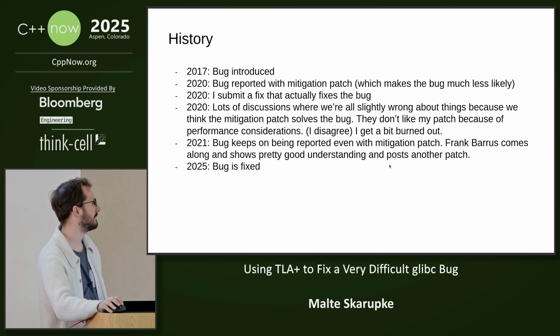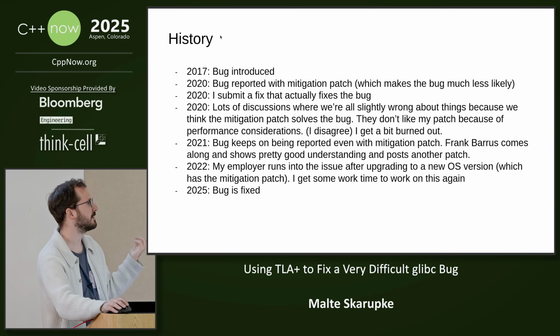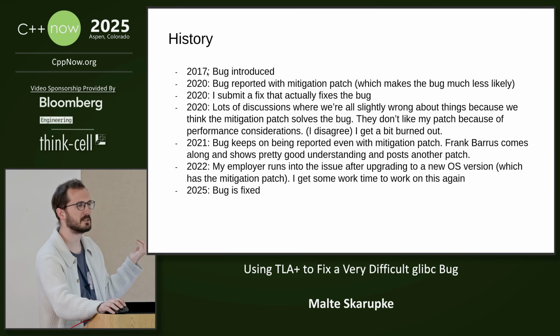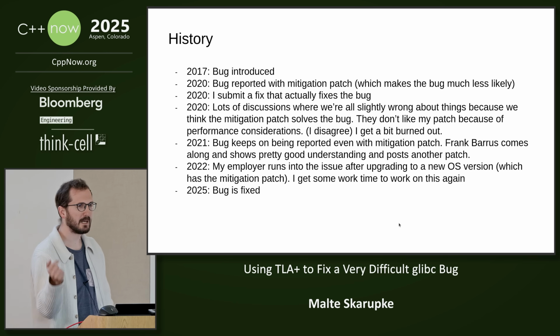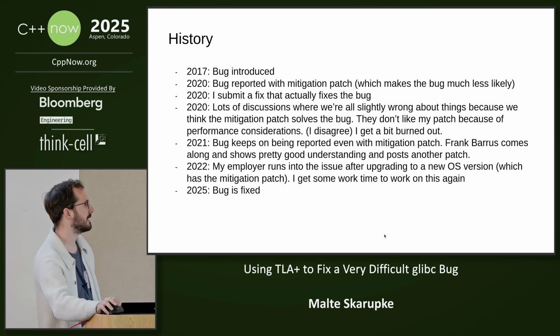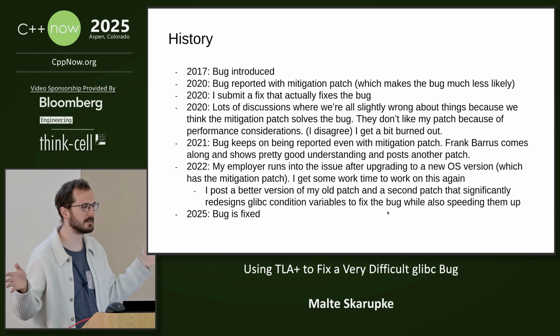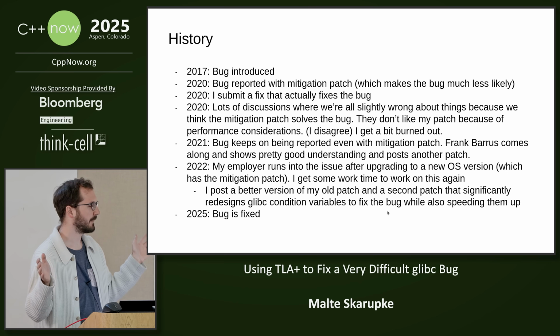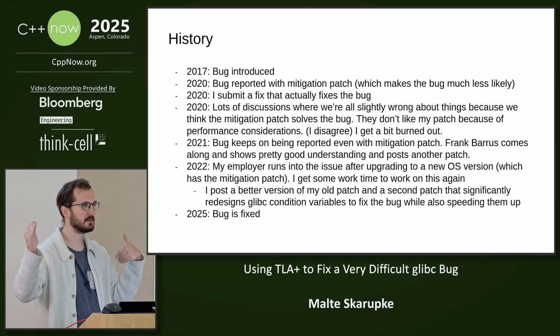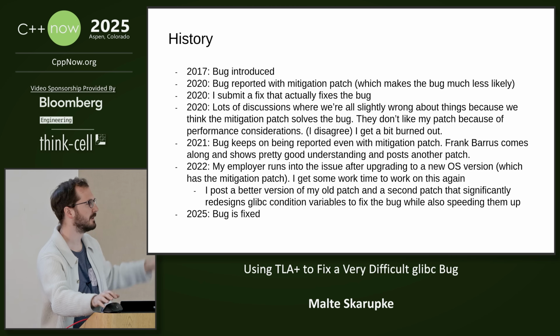I don't know. So a year later, my work runs into this, and because we finally upgrade to an OS version that uses this 2017 glibc or later, we have the mitigation patch, but still our programs just randomly freeze sometimes. And so I get some work time to work on this. I post a better version of my old patch, a new patch that's very nice. But it radically redesigns the condition variables to be just always incrementing, kind of like the one I showed earlier, except with 2 groups.